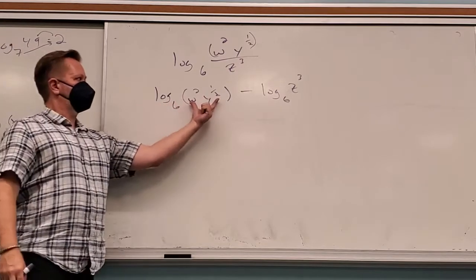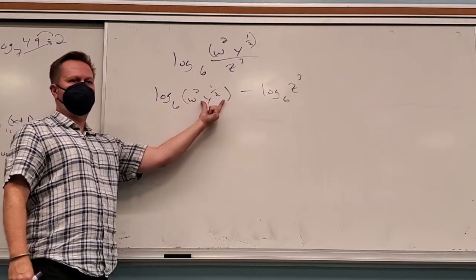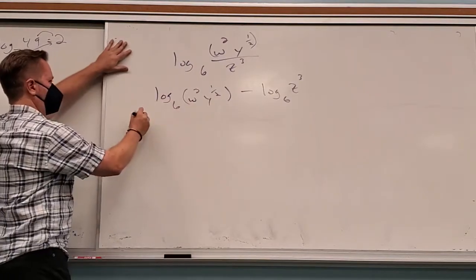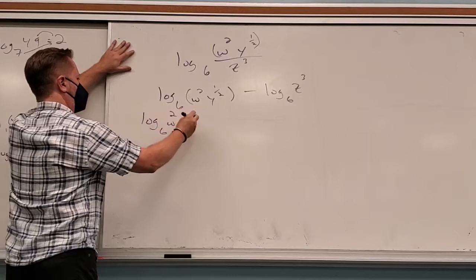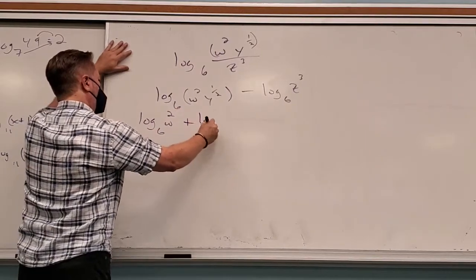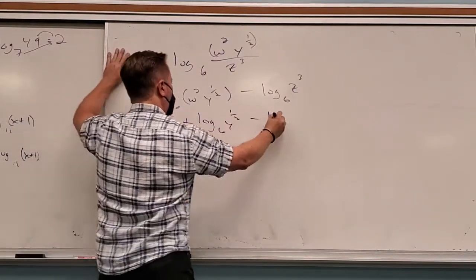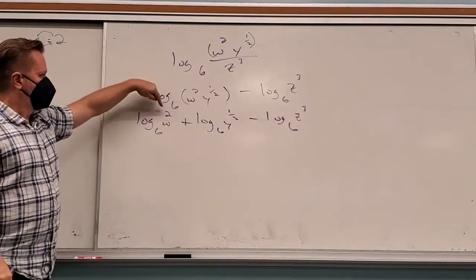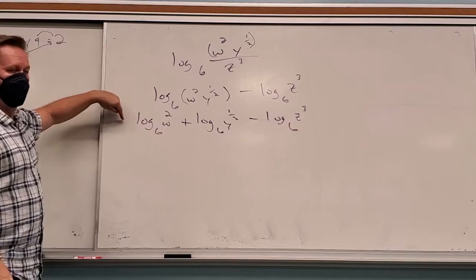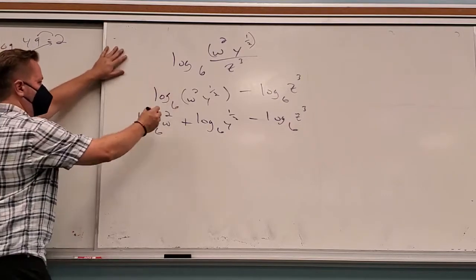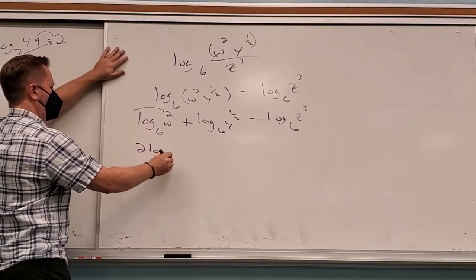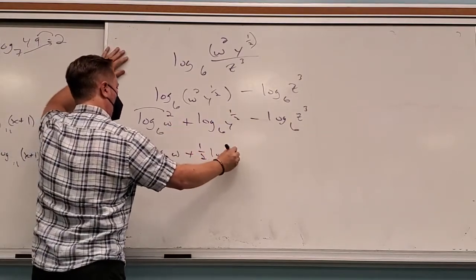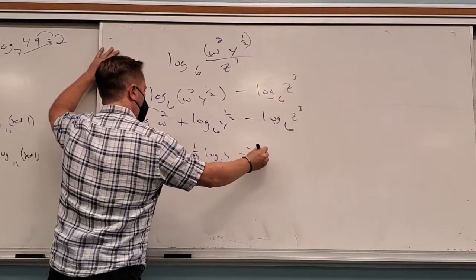What can I do with this? Don't I have w squared times y to the 1/2? How can I break that up? Yeah, log 6 w squared plus log 6 y to the 1/2. And then I have minus log 6 z cubed. And what's the last thing I can do with each piece? The power can just come down. 2 log 6 w plus 1/2 log 6 y minus log 6 z.